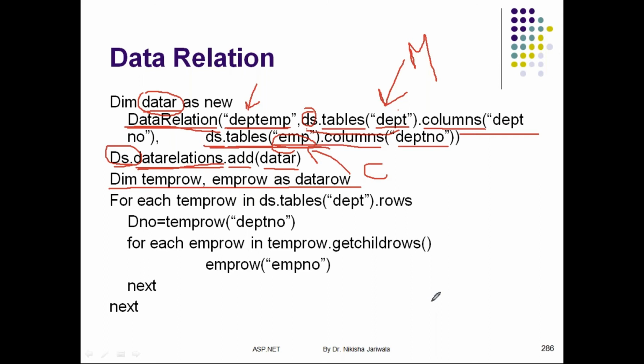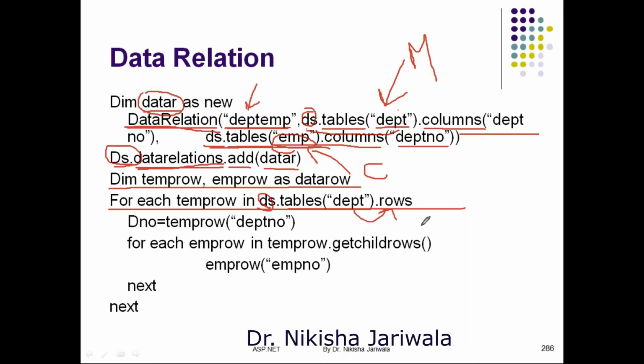Now, if I want to traverse the collection, we know that we have to use a for each loop, right? So over here, the first loop I have iterated for the DEPT table, that is for each tempRow in the DataSet, that is DS. From that DataSet, I will access the DEPT table, and from that DEPT table, I will access its Rows collection. So what will be the scenario? Whenever this for each loop is iterated, one by one, rows will be placed within this tempRow, right?